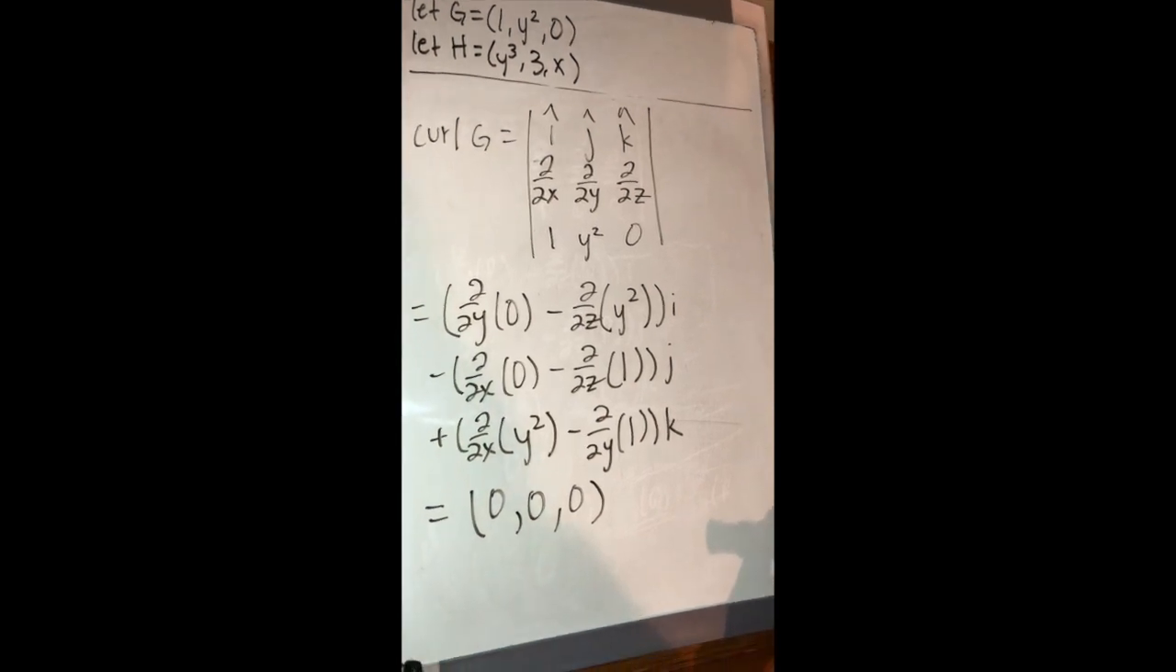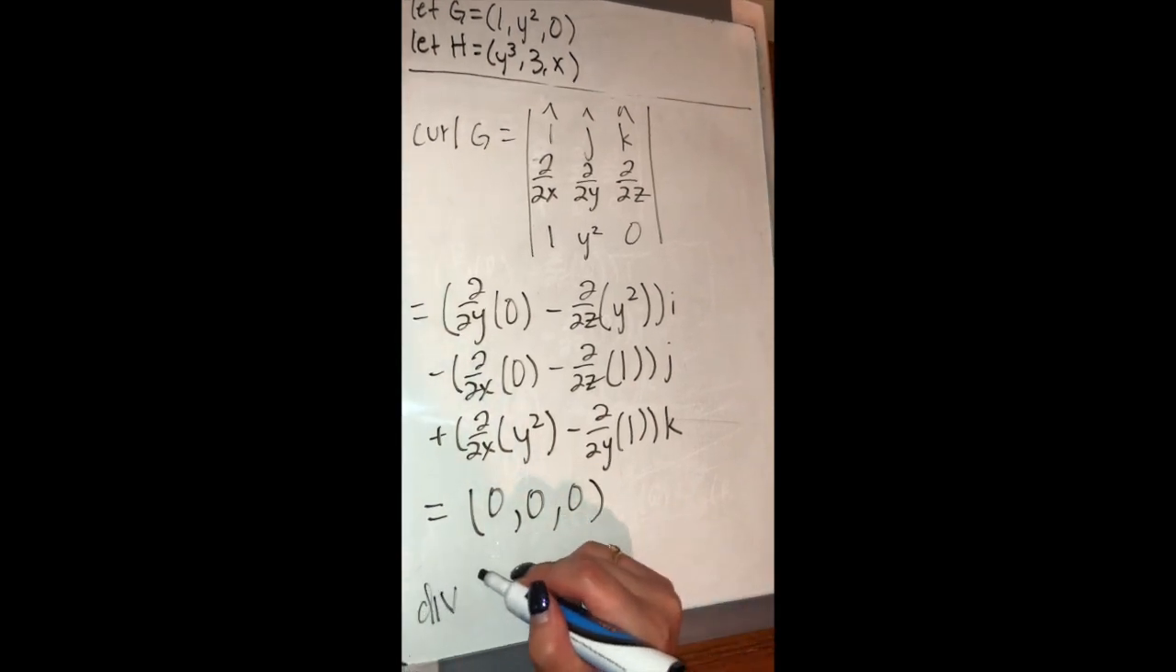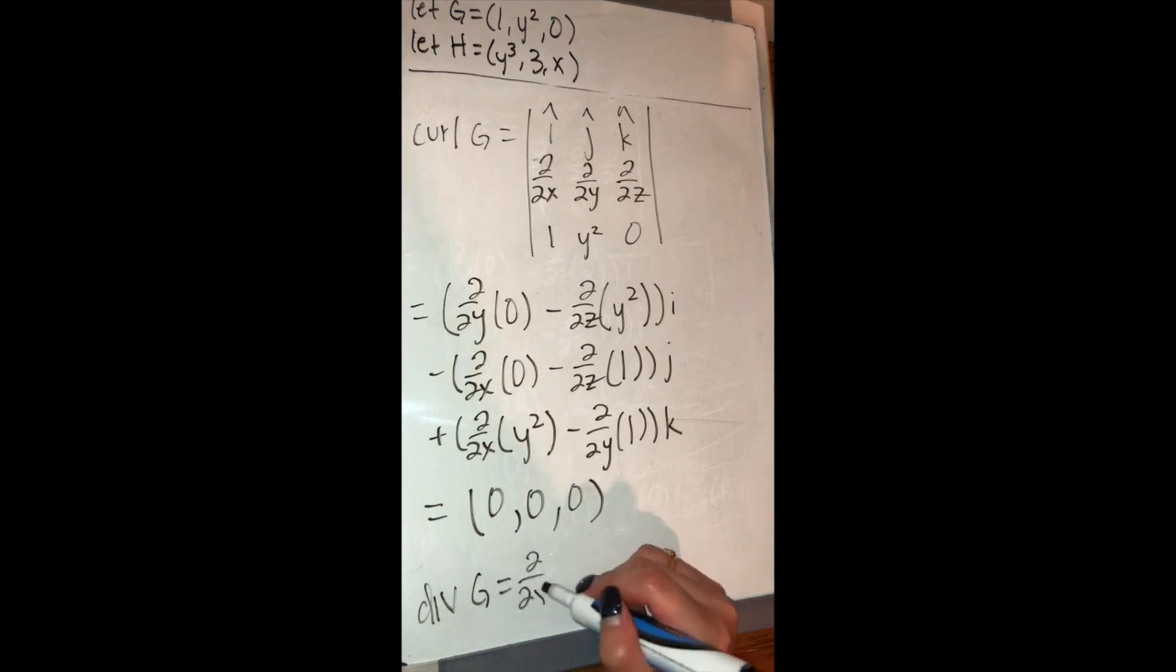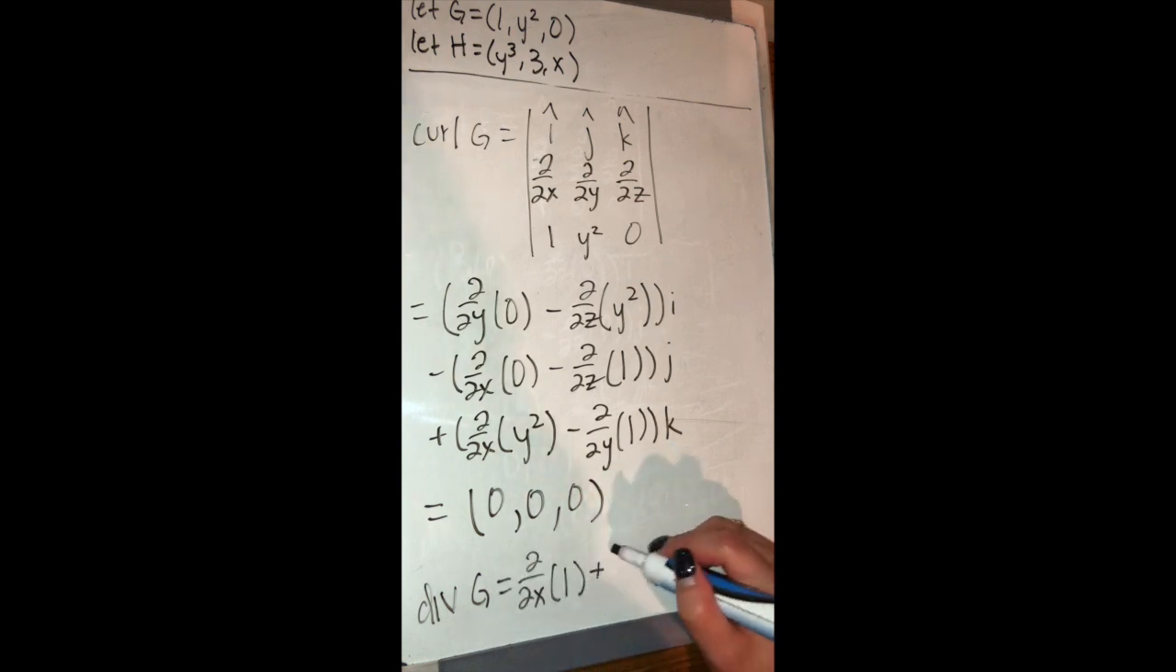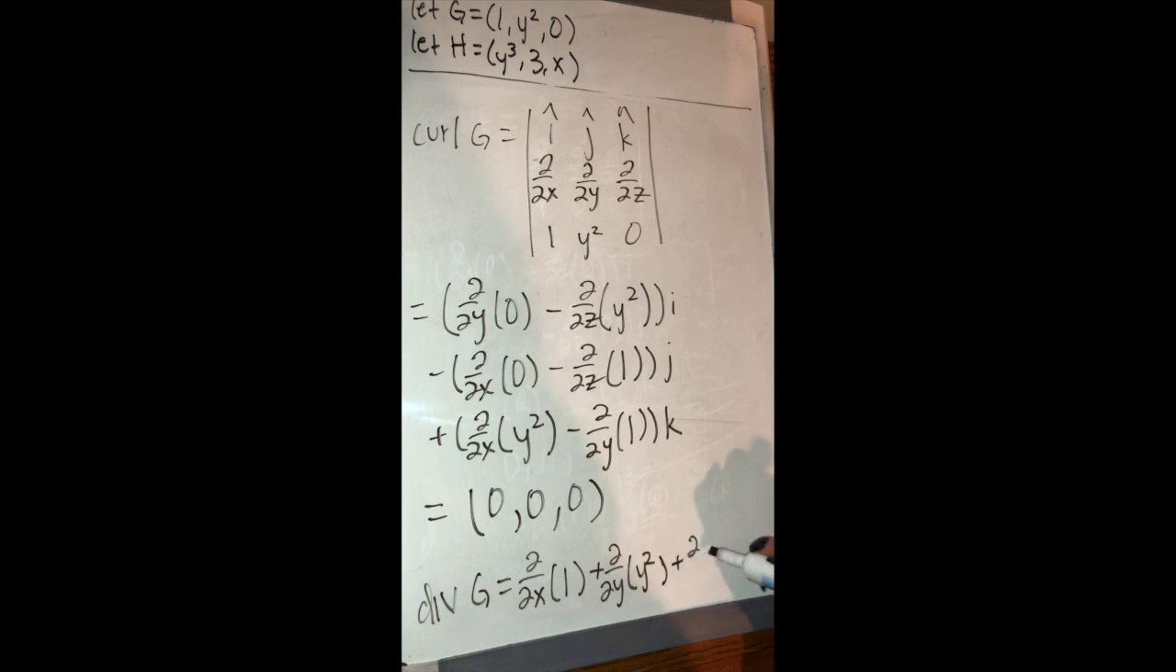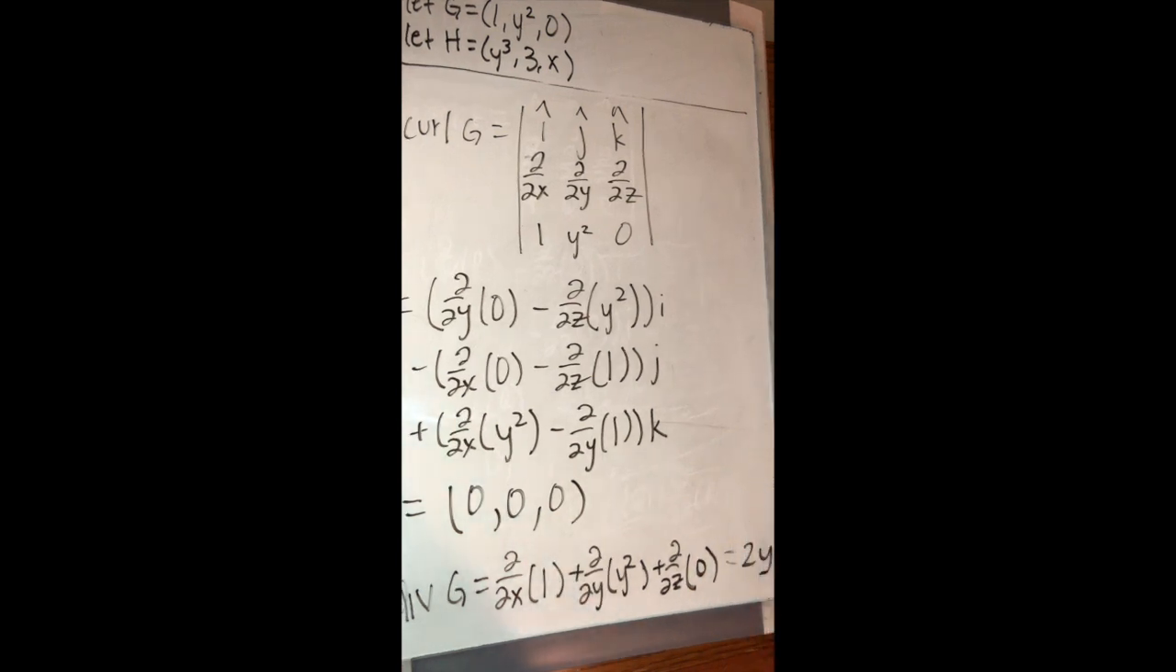Now for the divergence of G equals partial with respect to x of 1 plus partial with respect to y of y squared plus partial with respect to z of 0. So partial with respect to x of 1 is 0. Partial with respect to y of y squared is 2y. And partial with respect to z of 0 is 0. So 0 plus 2y plus 0 equals 2y. Therefore, it does not equal 0, and it is not incompressible.